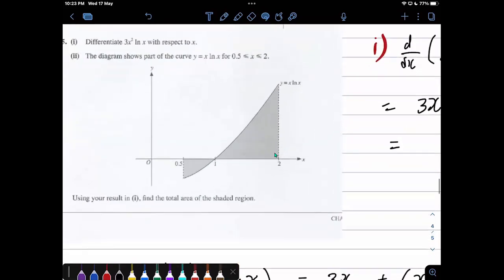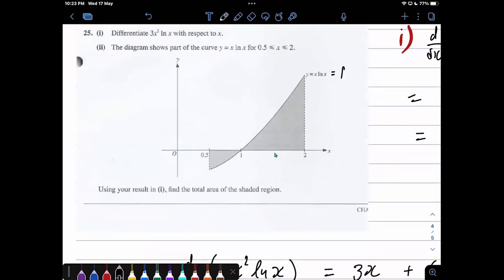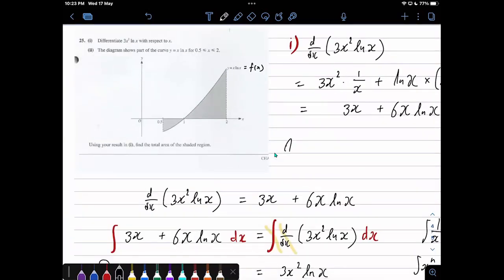Now let's read the question. What do we want to find? Let me just define this as little f of x. x ln x is f of x. How do you find the area here? You use integrate. Integrate the x ln x, which in this case is f of x, because I'm lazy and I don't want to write so much. So f of x, from where to where? From 1 to 2. That's region A.